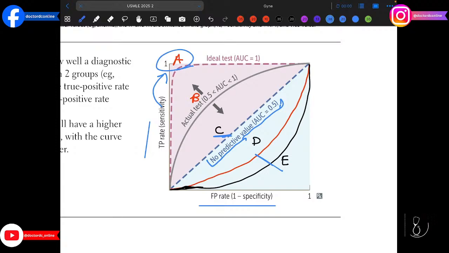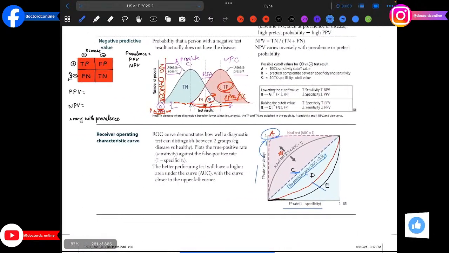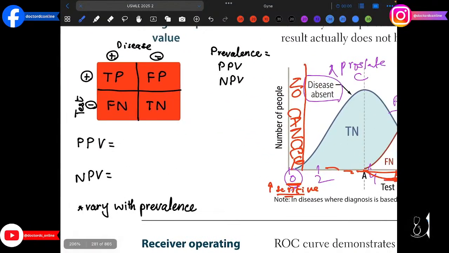Now, we still have a little bit more information to cover on our 2 by 2 table. First up, we have the positive predictive value, defined as the proportion of positive test results that are true positives, or the true positives divided by the true positives plus the false positives. Another way to look at the positive predictive value is that it's the probability that a person actually has a disease given a positive test result.